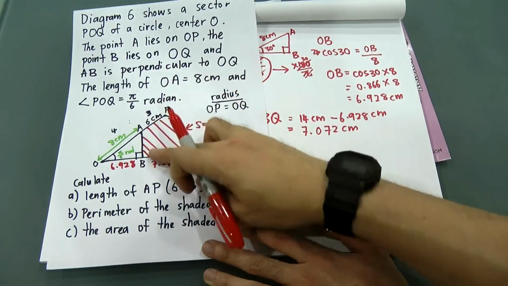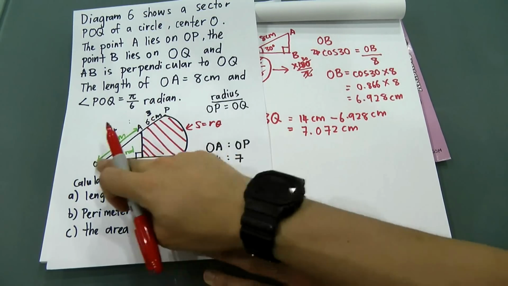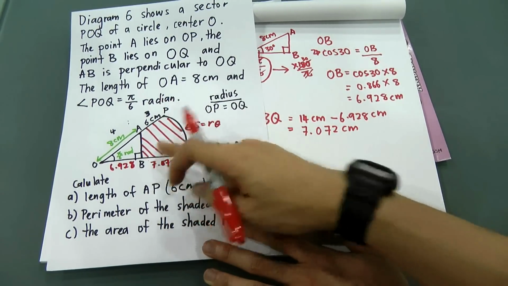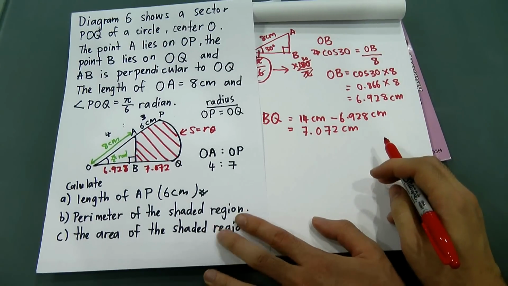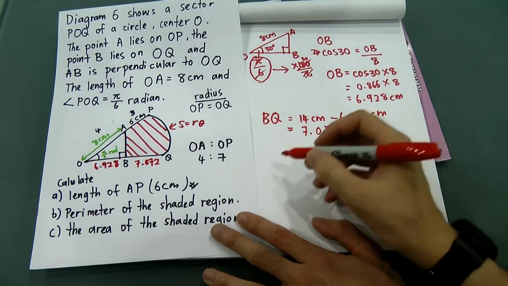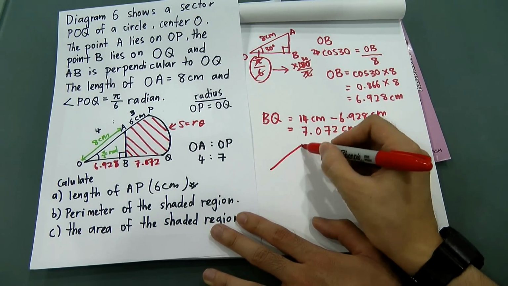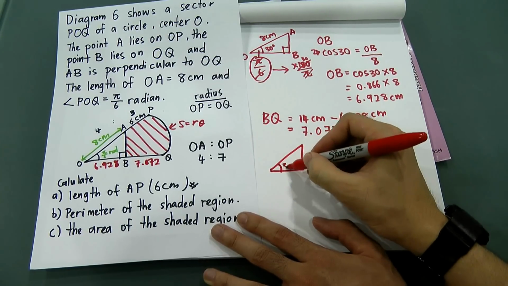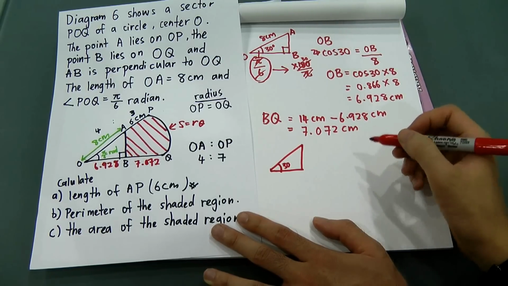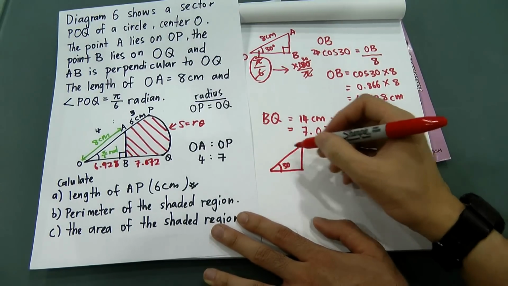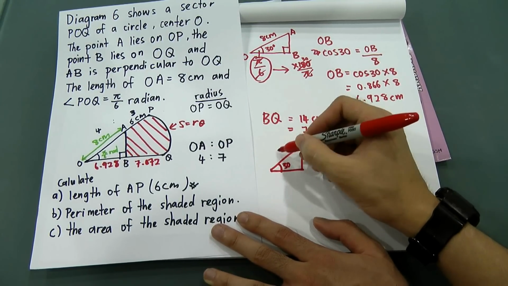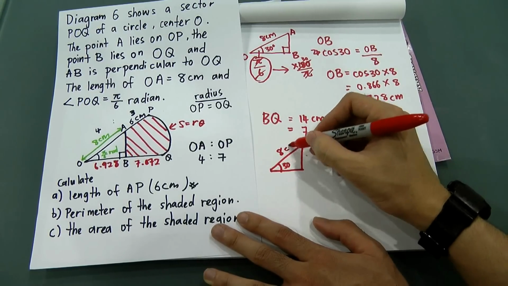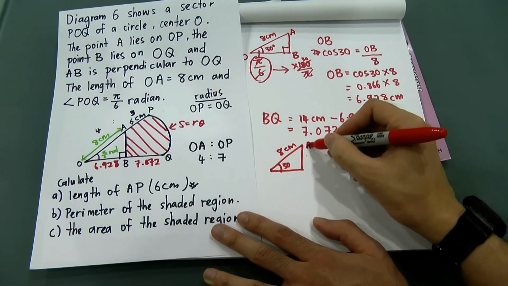Okay, because this is the perimeter of the shaded region, we have to find AB. We have to find AB, and here we have the triangle. Of course, we can use sine, cos, tangent to find AB. Obviously, using sine will be much easier. Why? Because sine 30 will give us 0.5. So sine is opposite over hypotenuse. Hypotenuse is 8 centimeters. This one will be AB.